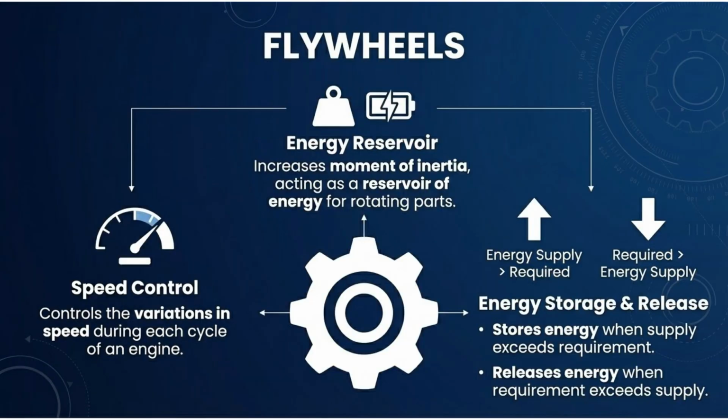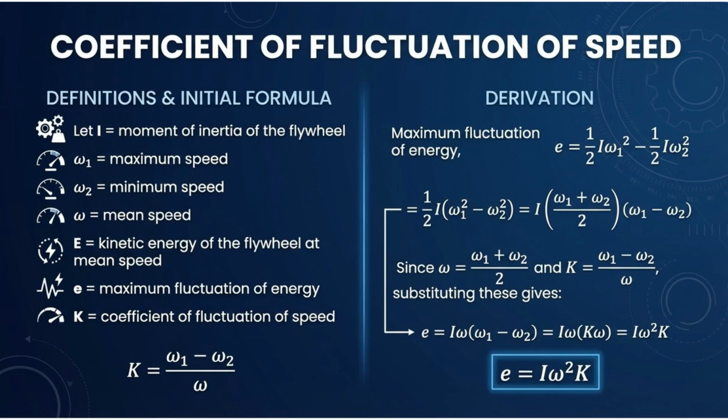Flywheels function as energy reservoirs, increasing the moment of inertia. They control speed variations by storing energy when supply exceeds requirements and releasing it when required energy exceeds supply. Let's derive the coefficient of fluctuation of speed, denoted by K.